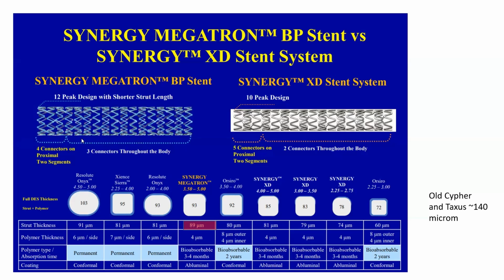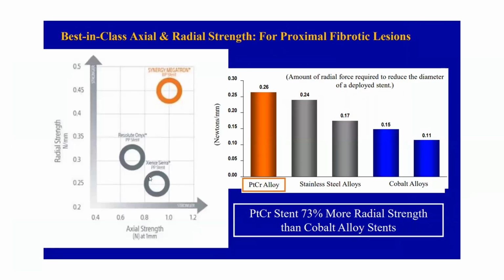All this creates more lesion coverage and more stent strength, radial strength and longitudinal strength, compared, for example, to the Synergy stent. Another thing that this Synergy Megatron has, like the standard Synergy, is that it uses platinum, which unlike the other stents, the other ones use cobalt chromium. Platinum has more radial strength than cobalt for the same thickness. So this is Megatron compared to the other stent. It's 50% more radial strength or so, more radial and more longitudinal strength.